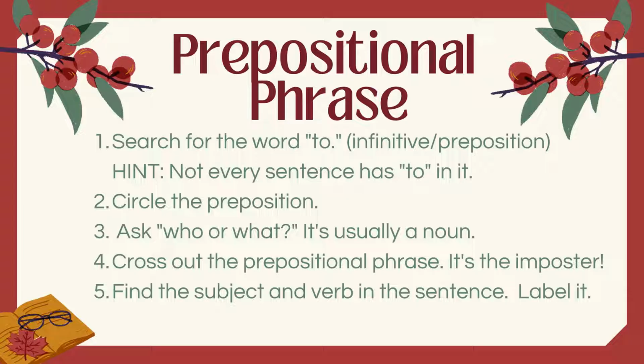Number 2, grab your magnifying glass and search for the preposition. If you find one, circle it. Number 3, ask who or what. It's usually a noun. Number 4, cross out the prepositional phrase. That's the imposter. The reason you want to find the imposter is so you don't mistake it for the subject. Because number 5 wants you to find the subject and verb in the sentence and label it.